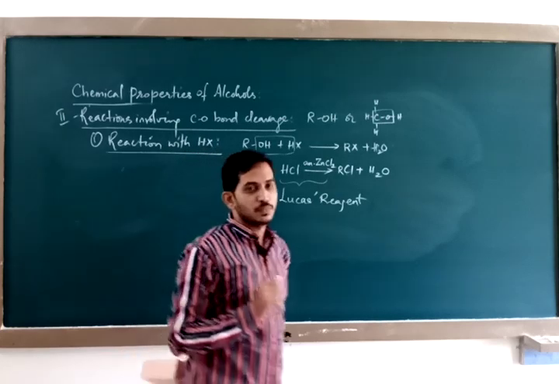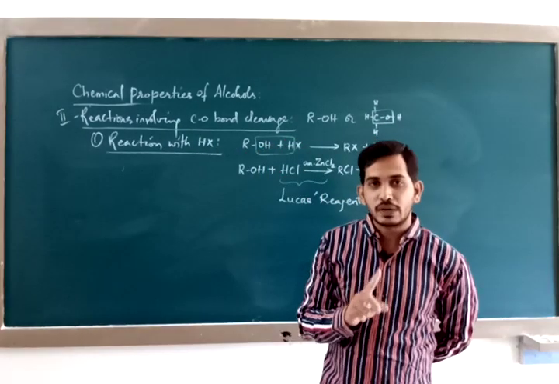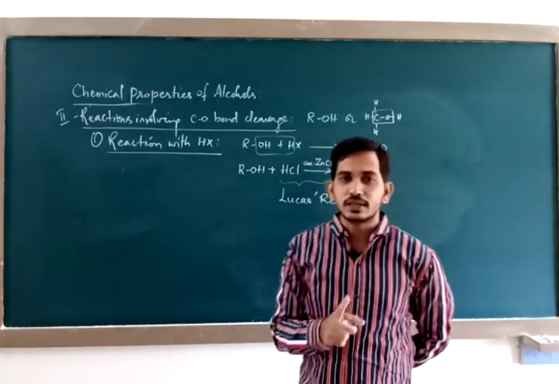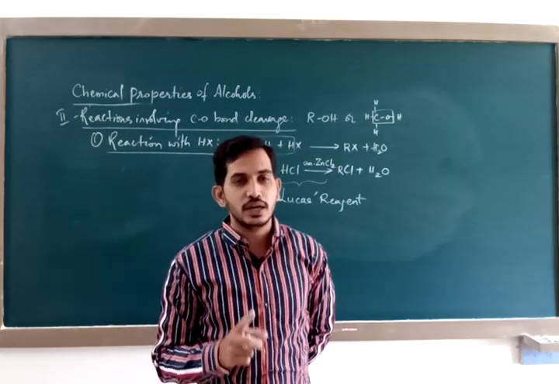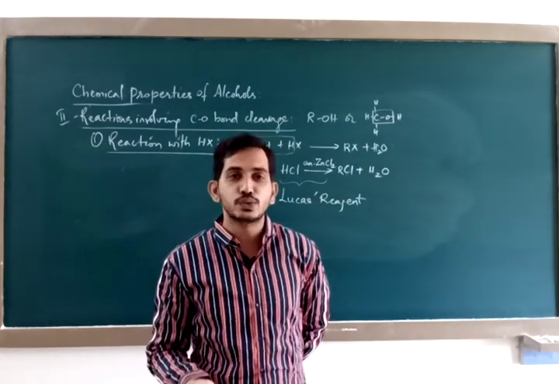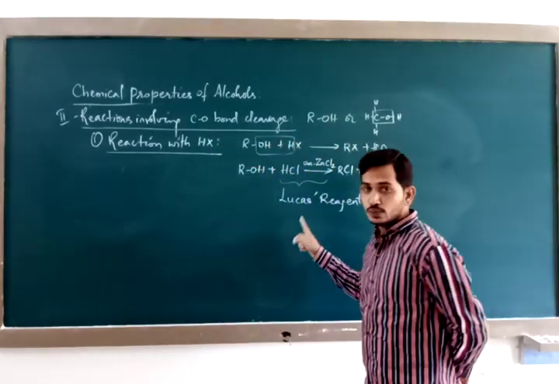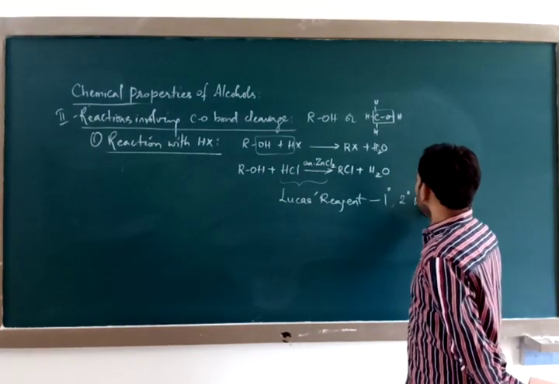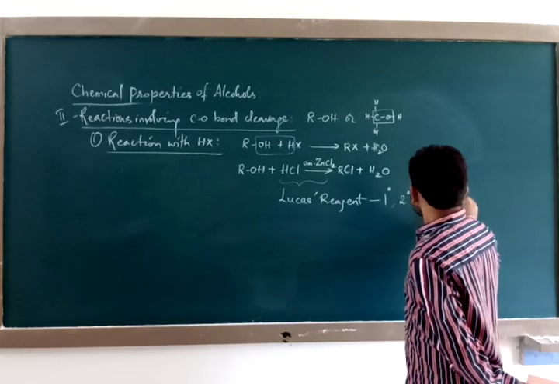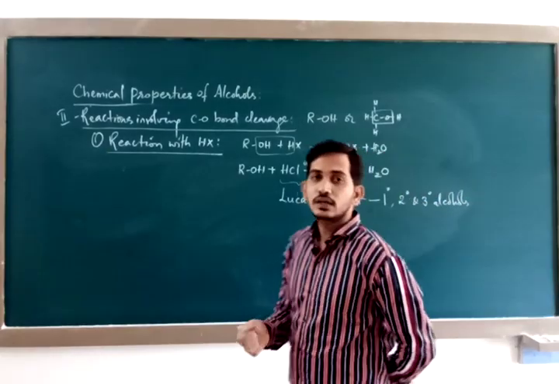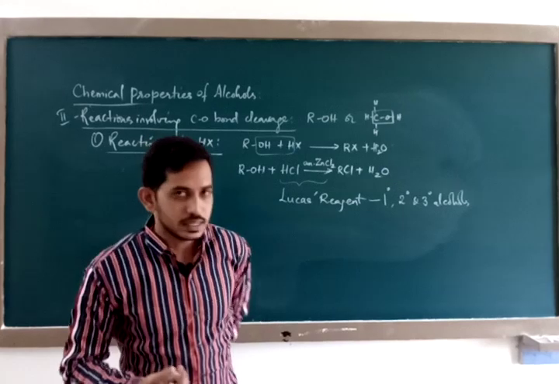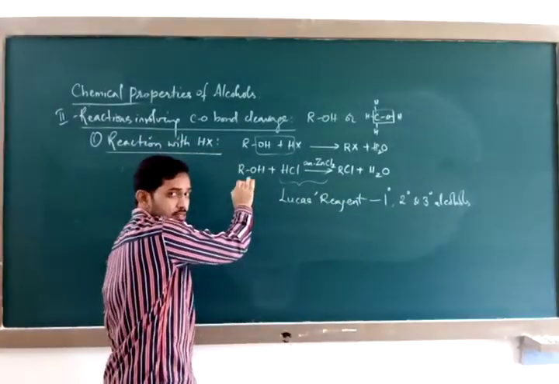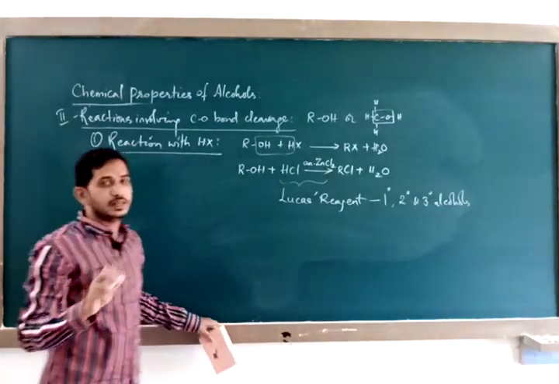Why is this reaction important? There can be a number of 1 mark questions from this part, like what is Lucas reagent? Concentrated HCl and anhydrous zinc chloride is called Lucas reagent. What is it used for? This Lucas reagent is used in order to distinguish among primary, secondary and tertiary alcohols. How are these three alcohols identified? By using Lucas reagent, keeping this intact and changing the alcohol.